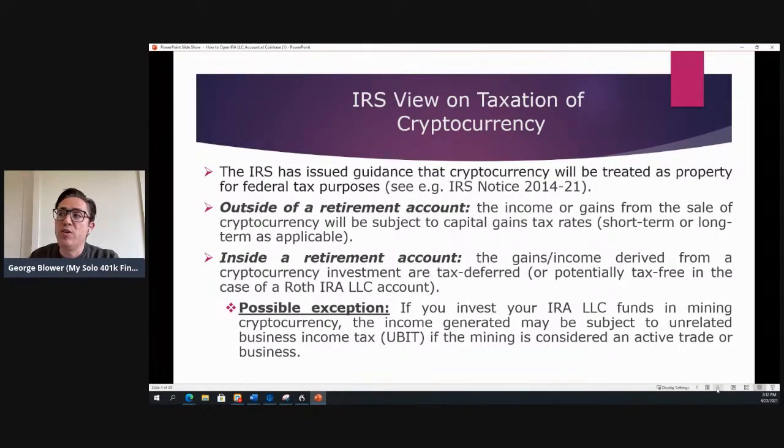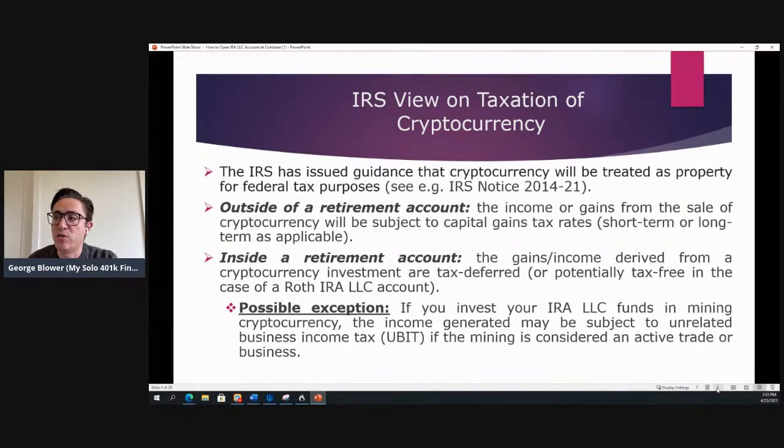So what that means, the view that cryptocurrency is property, has implications outside of a retirement account and inside a retirement account. So outside of a retirement account, that means that when you sell the cryptocurrency, it's going to be subject to capital gains tax rates, short-term or long-term as applicable. Inside of a retirement account, just like any gains inside of a retirement account, those are growing on a tax-deferred basis. That's one of the fundamental benefits of investing via a retirement account. You even have the potential for tax-free growth, for example, if you are investing via a Roth IRA LLC.